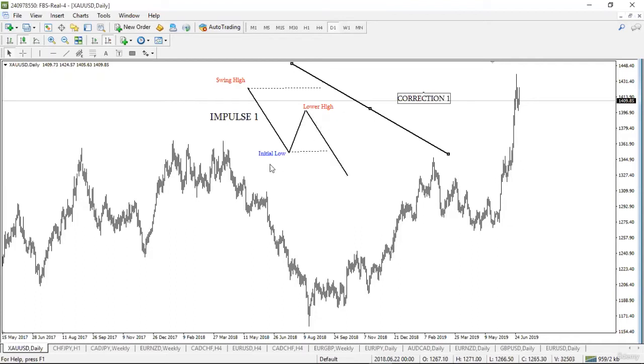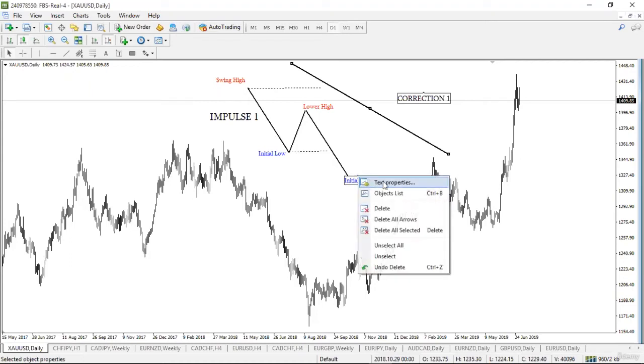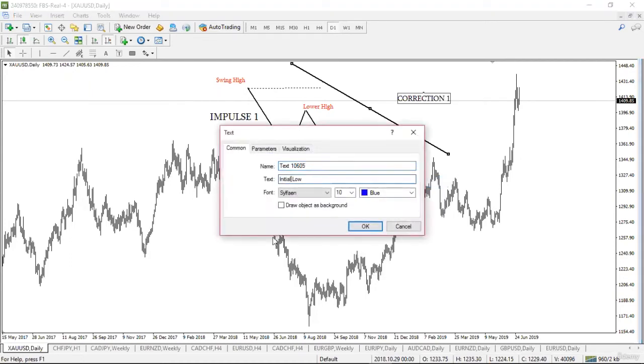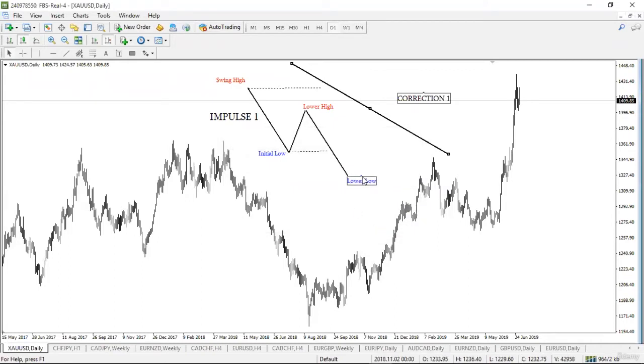Once you have a new lower low, once you have something like this, these are usually called peaks. This is your corrective move, impulse, corrective move, impulse. So now you have a trend, because you have this high, this low, this high, this low. So a downtrend is a series of lower lows and lower highs.